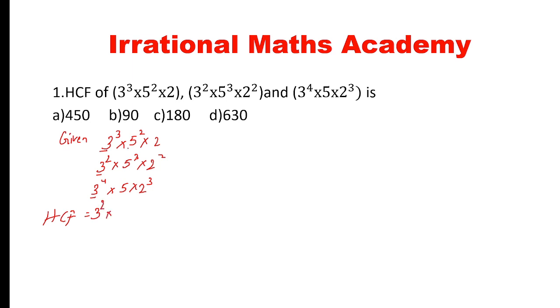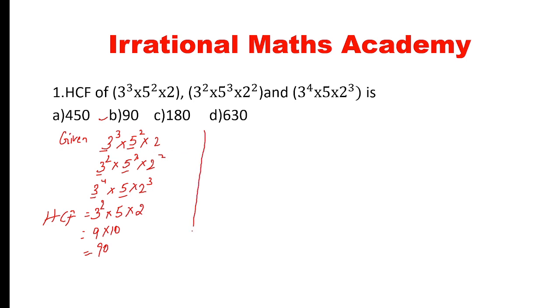Next, 5 also. 5 is common in all the three numbers. Least power, 5 power 1. 5 or 5 power 1 both are same only. Next, 2. 2 is common in all the three numbers. Same thing, 2 power 1. So what will we get here? 9 into 10, 90. 90 is the HCF of the given three numbers.